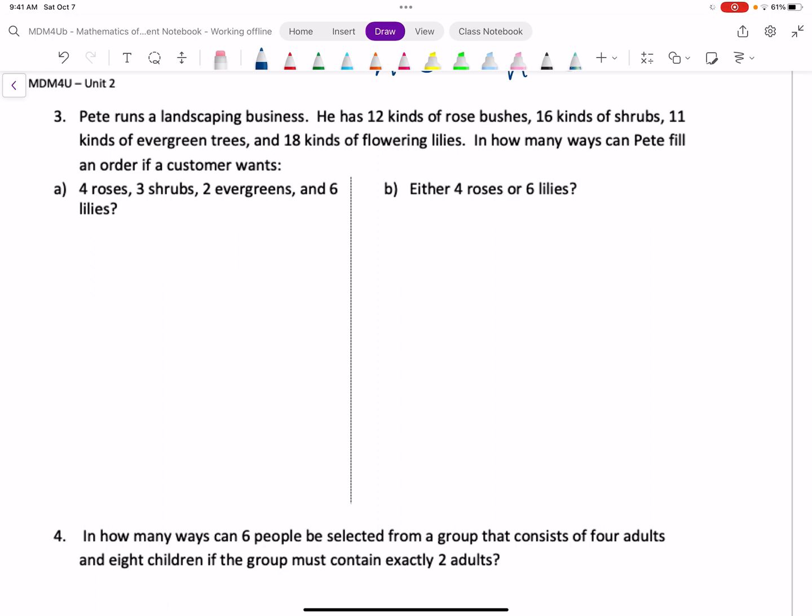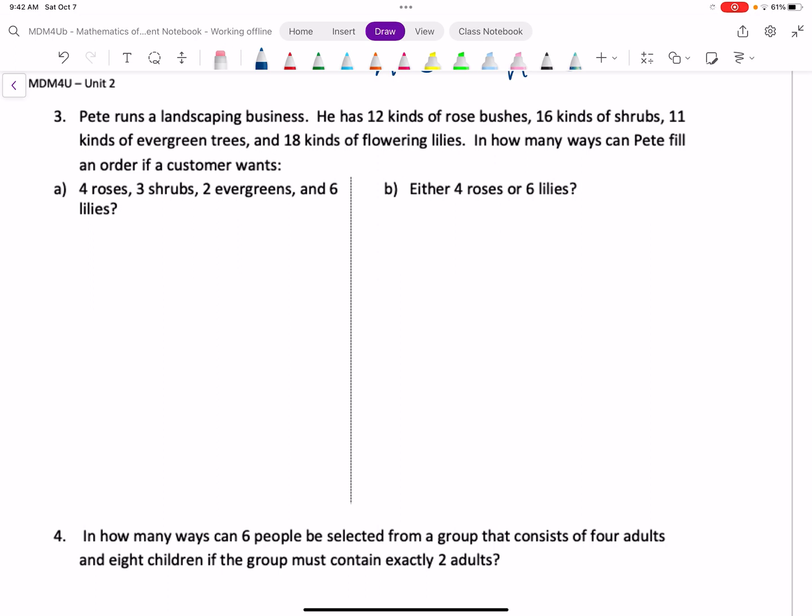So let's say we have this situation where it says Pete runs a landscaping business. He has 12 kinds of rose bushes, 16 kinds of shrubs, 11 kinds of evergreen trees, and 18 kinds of lilies. How many ways can Pete fill an order if a customer wants the following? So the first one is he wants 4 roses, 3 shrubs, 2 evergreens, and 6 lilies. In these cases, if you have an order or you're buying something, it doesn't matter if you buy something first or last or anywhere in between. The order doesn't matter. You're still getting the same product.